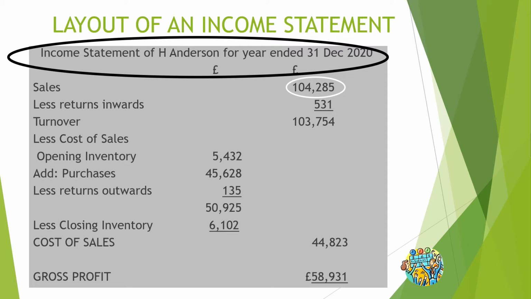Taking your sales less your sales returns, or returns inwards, leaves you with a figure called turnover, and the turnover is the net figure of sales less sales returns, 103,754 in this case. So that's our sales, really, if you like. That's what we're actually going to get from the customer. Now what we have to then do is look at the cost of sales. What have these sales cost us?